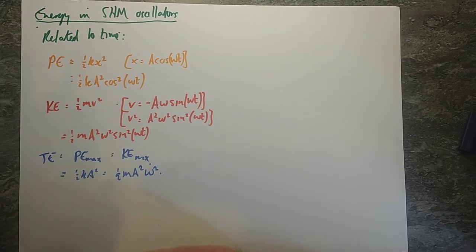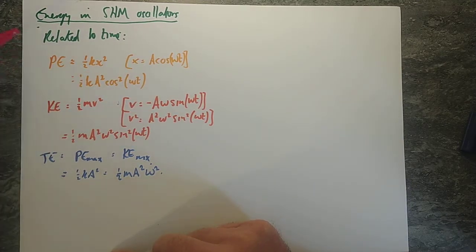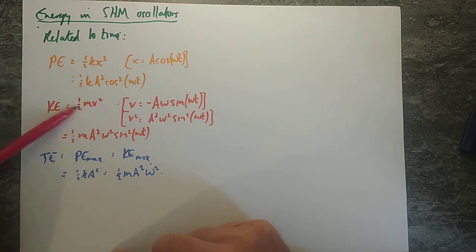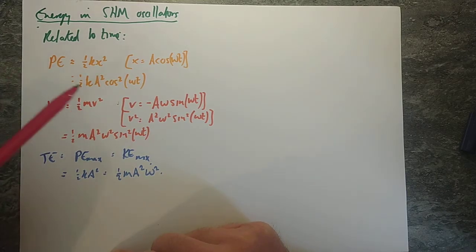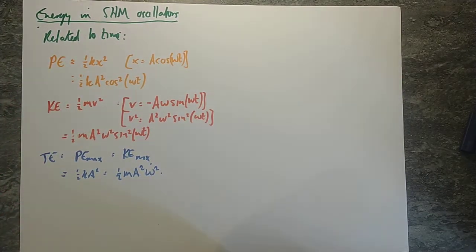You do need to know these equations. I really urge you not to just remember them, but you should be familiar with all of these equations. I've only used a half kx squared, x equals a cos omega t, a half mv squared, and v equals minus a omega sine omega t. So I would just urge you to remember how you work these things out.